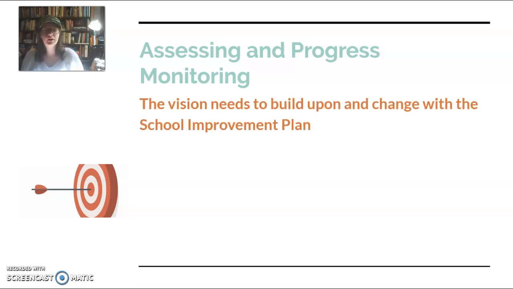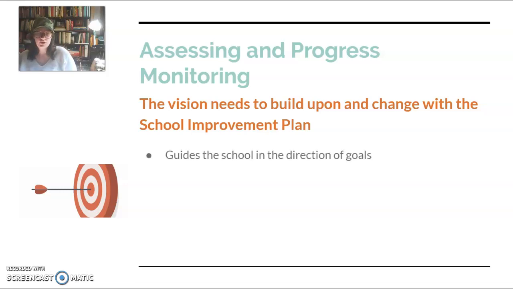Assessing and monitoring progress. So we've looked at what we're doing and how we're doing it, and we know we're implementing. How do we know that it was met? The vision was building upon and changing with the school improvement plan. How do we know if we improved? So the vision is guiding the school in the direction of these goals.